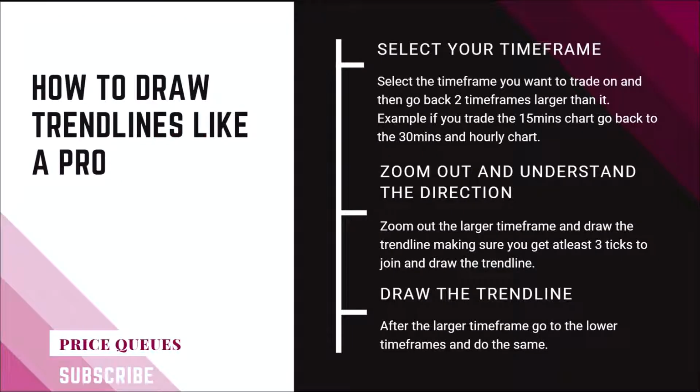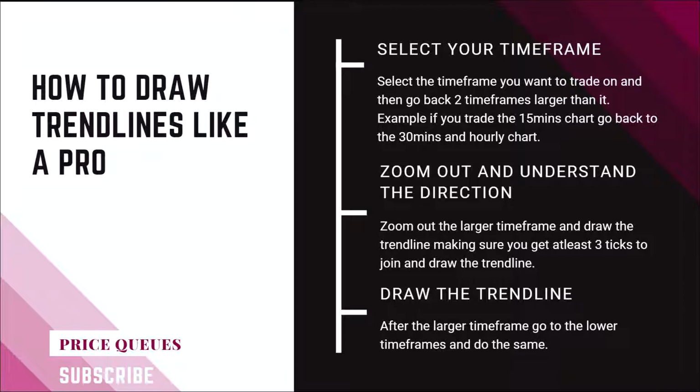Now let's understand how to draw trend lines. First, you need to select the time frame you want to trade on. Upon that, go back 2 time frames larger than it. For example, if you want to trade the 15 minutes chart, go back to the 30 minutes and hourly chart. Once you're there on the larger time frame, zoom out and understand the direction. The market will either be in an uptrend, downtrend, or sideways.